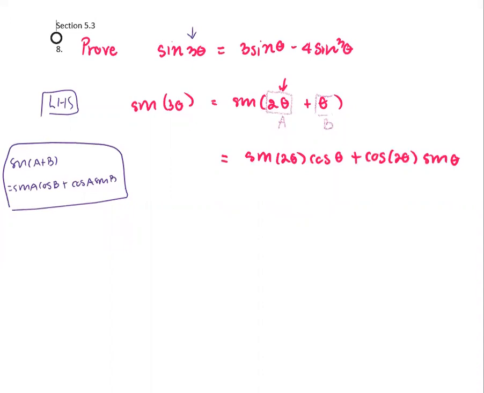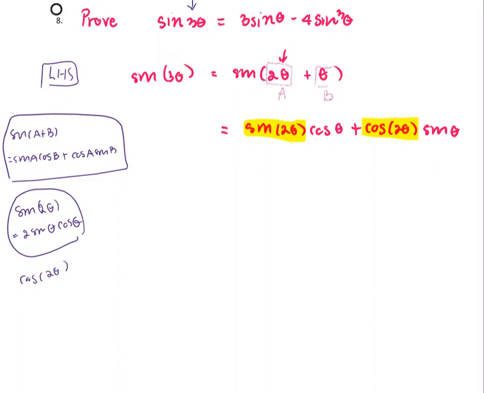And then we see the sine of a double angle here and the cosine of a double angle there. On the side notes, the sine of the double angle is 2 times sine theta times cosine theta. For the cosine of the double angle, you have multiple choices. You can have either cosine squared theta minus sine squared theta, or 2 times cosine squared theta minus 1, or 1 minus 2 times sine squared theta.